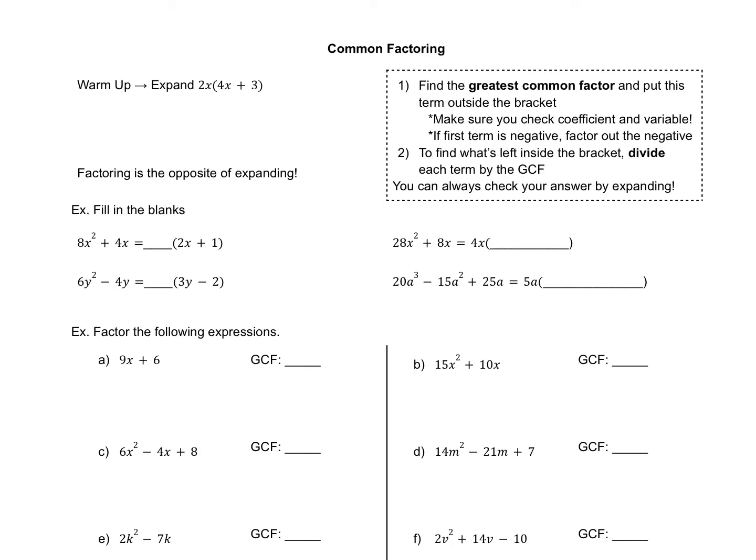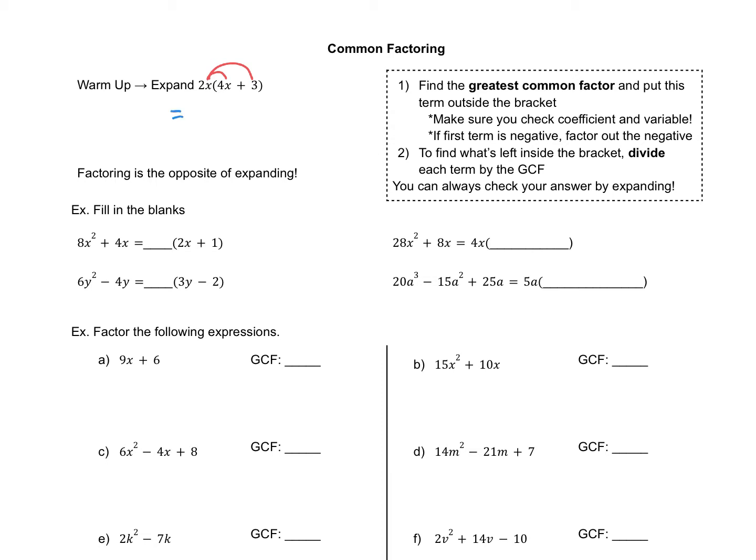In this video, we will be looking at common factoring. But before we look at that and understand what it is, we're going to do a little warm-up where we expand an expression that we would see in grade 9. So if we look at 2x and then in brackets 4x plus 3, we know that if we want to get rid of the brackets, we just have to multiply the 2x into both terms. And that way the brackets will disappear.